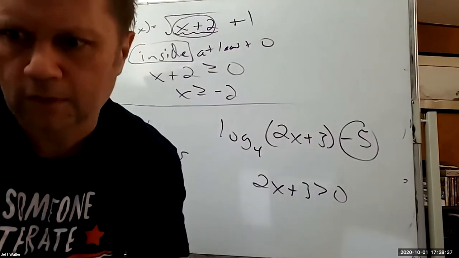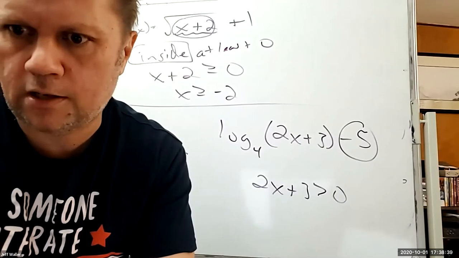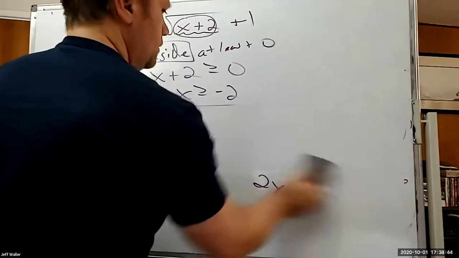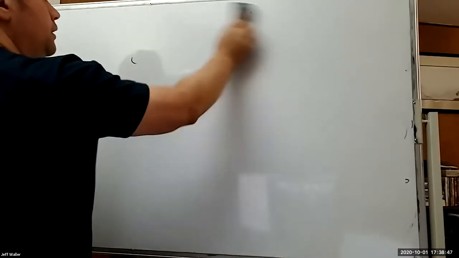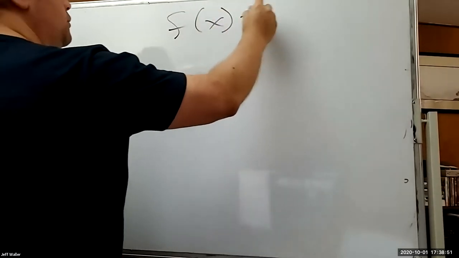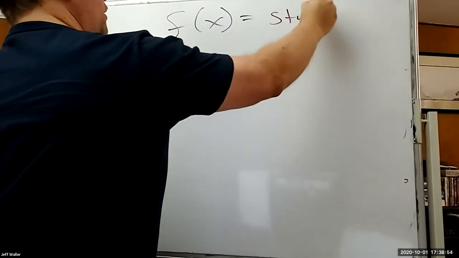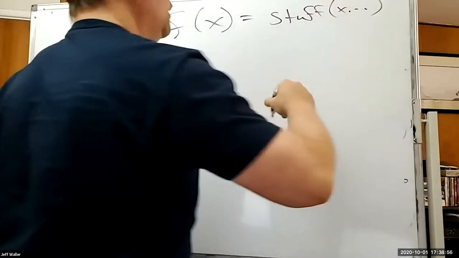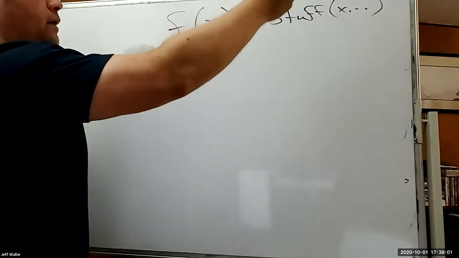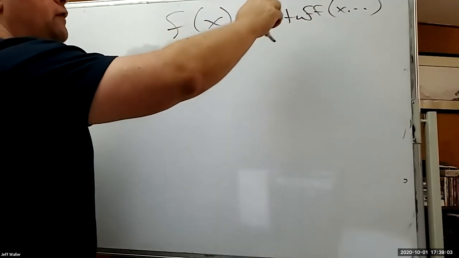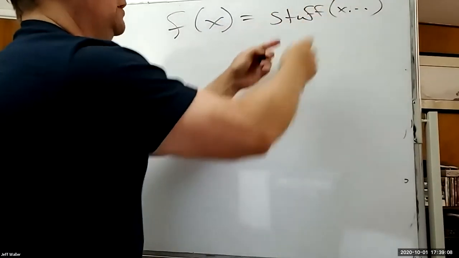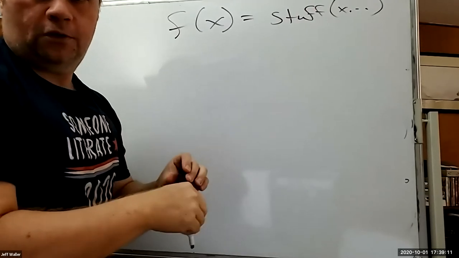Oh, whoa. How would you find the x-intercept for a log? Would it be the same? Yeah, in fact, I don't care what the function is. So here, f of x equals stuff with x. How would I find the y-intercept? I would put 0 in for x. How would I find the x-intercept? I would set this equal to 0. Does it matter what the function is? No.